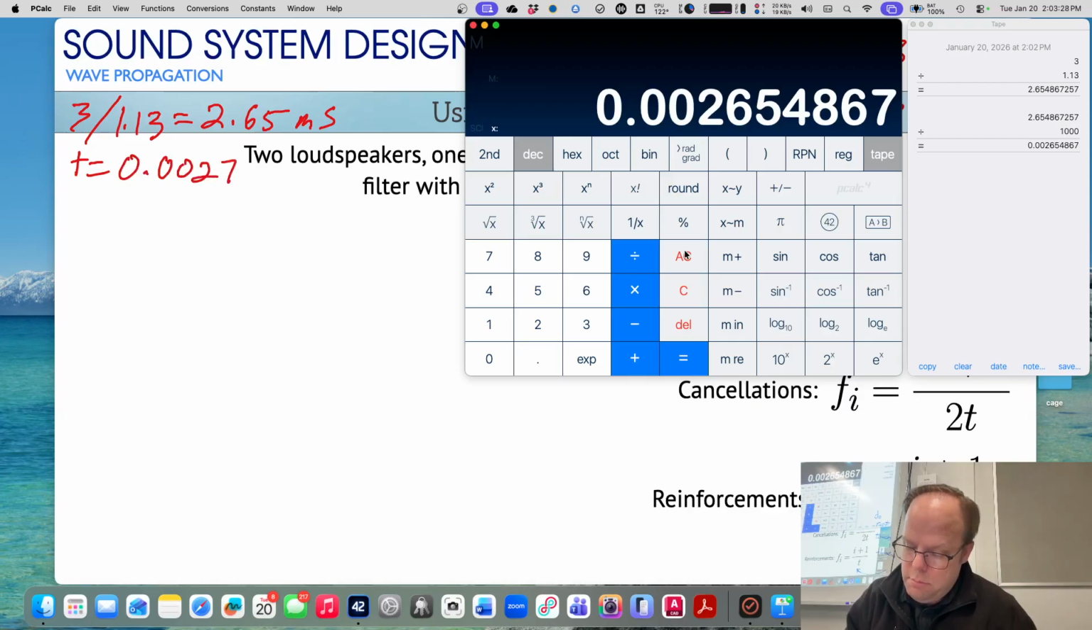Jason, instead of dividing by 1,000, would you divide by the 1,130? Is that right? No, because it's 1,000 milliseconds in a second. Oh, right. Yep. Yeah, good catch.